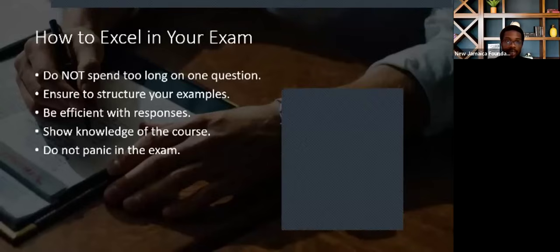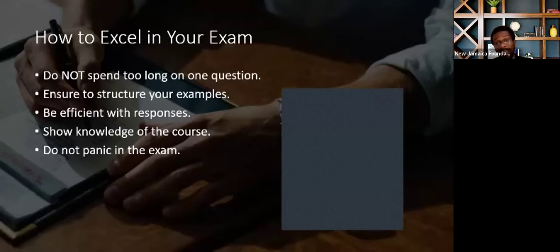Ensure you structure your examples. That's important. So: point, example, explain, link. Be efficient with your responses. Guys, don't ramble. Sometimes students have this problem when they get nervous, that they just continue to talk. Don't do that. Just remember your point. Give your explanation. An explanation isn't a ramble. If you find that you're repeating yourself in a paragraph, you're probably rambling rather than explaining. Give an example and link it all together.